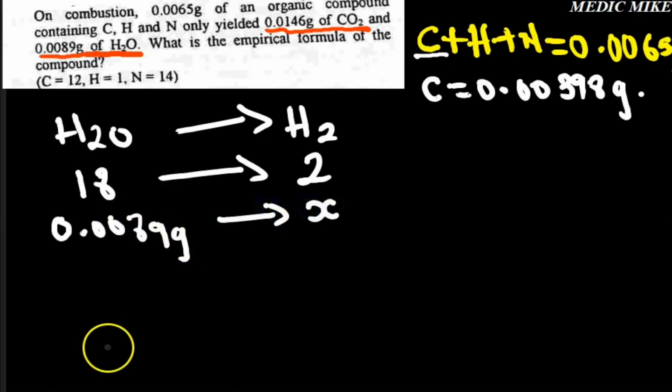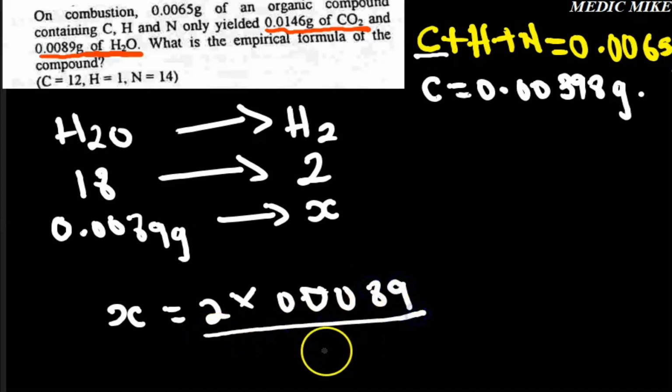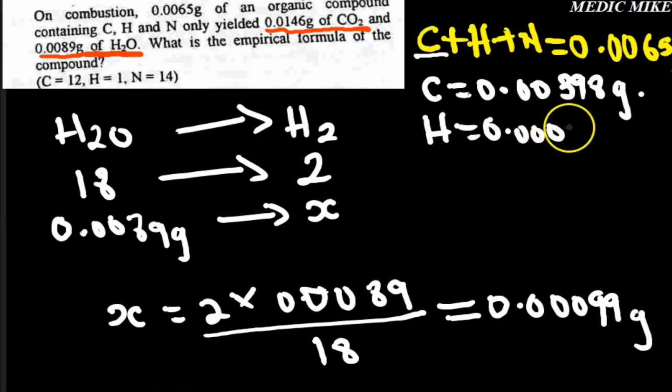So here becomes X, and X becomes 2 times 0.0089 gram divided by 18. So after punching that in your calculator, you get 0.00099 gram of H2. So here we just come and write hydrogen, 0.00099 gram.